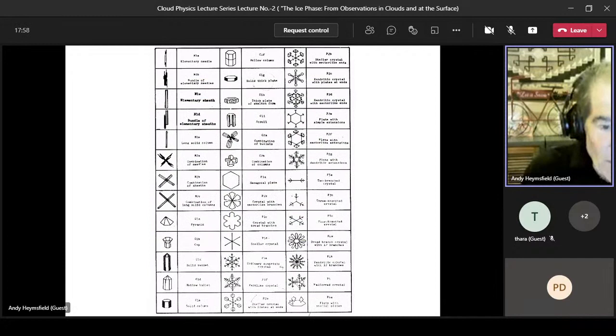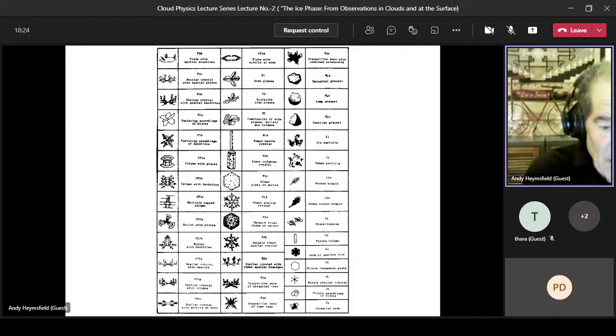Many of these I show here grow at very low temperatures. The more pristine looking ones grow at a temperature of about minus 15. Here are some more examples. These are very simple particles, the low temperature ones. And these are the ones that grow in liquid water clouds, where the ice crystals pick up water droplets, and some of the shapes can be very complex.